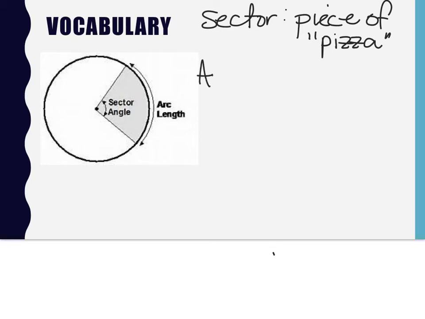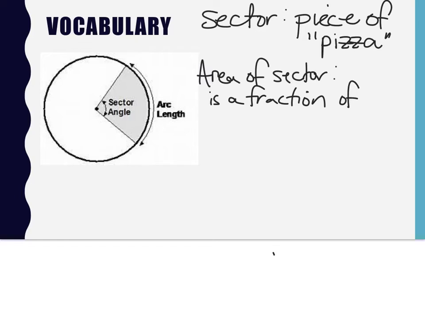And the area of any sector is going to be just that fraction, whatever piece of that pizza it is, of the entire circle. So it is a fraction of the area of the entire circle. I'm not going to even write out area there. Whoops, let's write entire circle though.